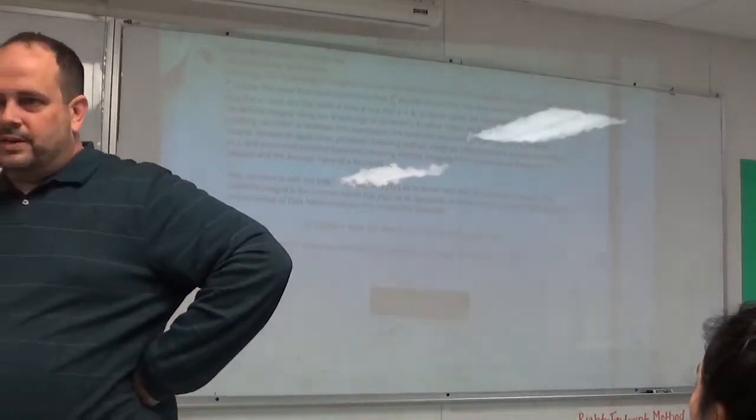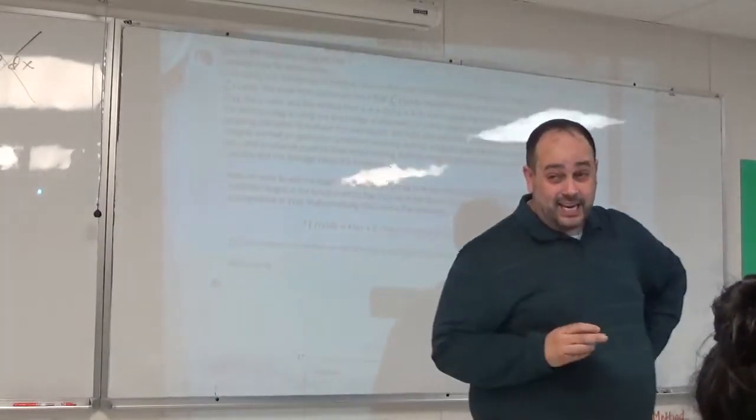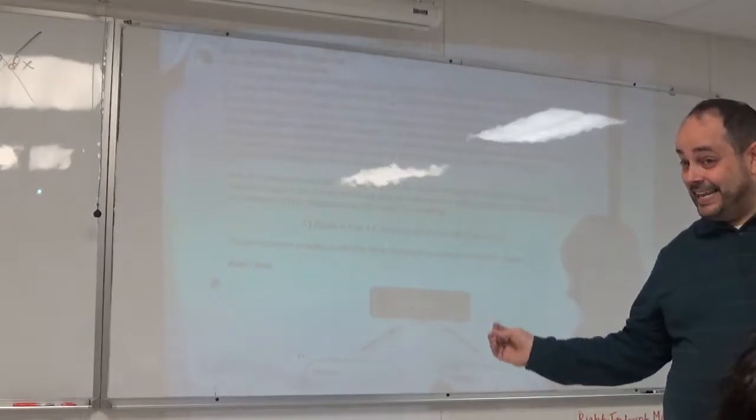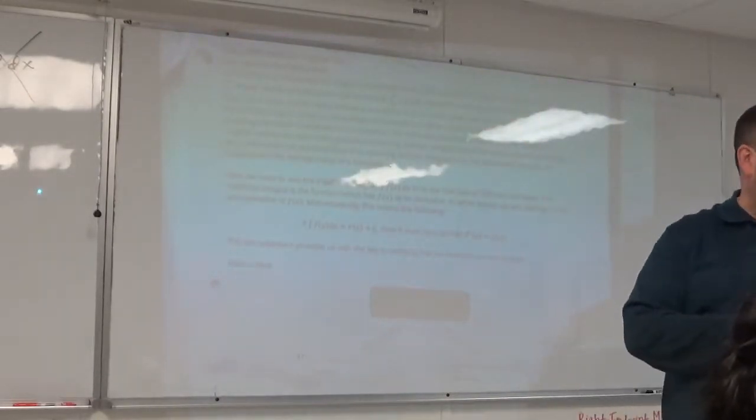Derivative of 1 over x. If you don't remember, there's something you could do to get there. Delia? It's negative 1 over x squared? Well done. Derivative of 1 over x is negative 1 over x squared.